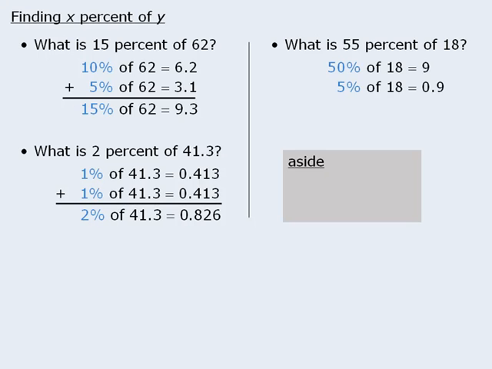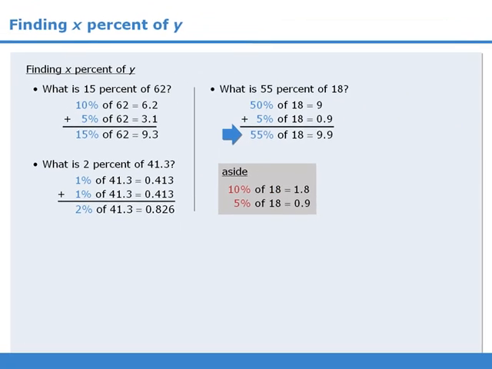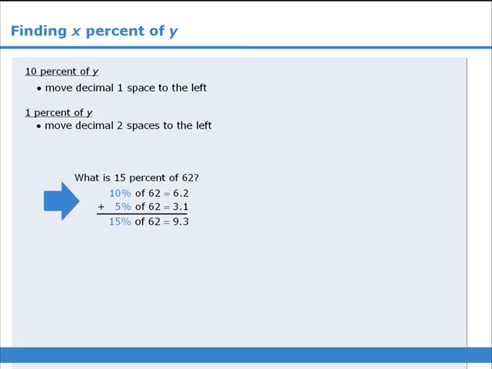Another way to reach the conclusion that 5% of 18 is 0.9 is to first find 10% of 18, which is 1.8, and then find 5% of 18 by taking half of 1.8, which is 0.9. Alright, at this point we can find 55% of 18 by adding 9 and 0.9 to get 9.9. So 55% of 18 is 9.9. Alright, let's summarize. In this lesson, we learned a fast way to calculate percents of numbers.